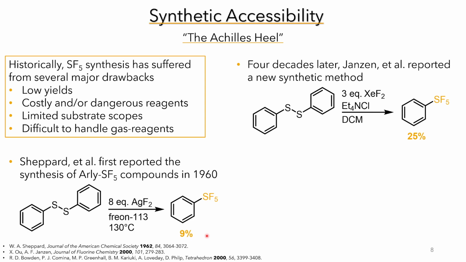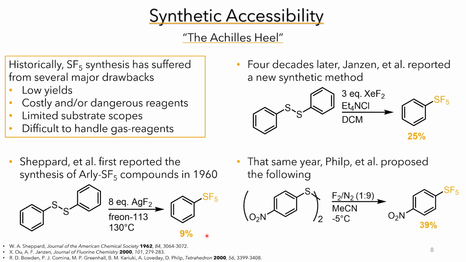However, it wasn't much of an improvement. Using the explosive xenon fluoride, they could obtain slightly better yields, again using the diaryl disulfide route. The same year, the Philp group proposed the following. They could obtain again a slight improvement in the yields of the SF5. However, it used toxic, highly dangerous fluorine gas. And the substrate scope was only limited to the electron-poor diaryl diphosphenes substituted with the nitro here.